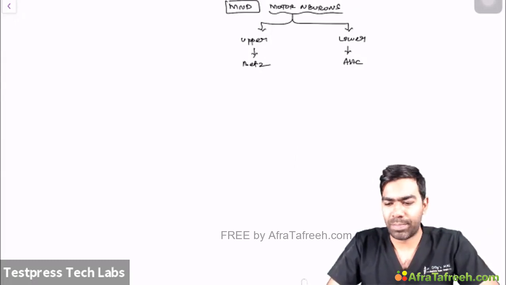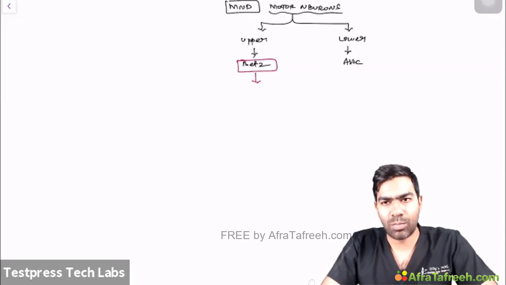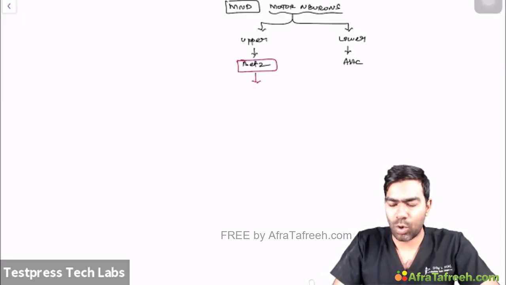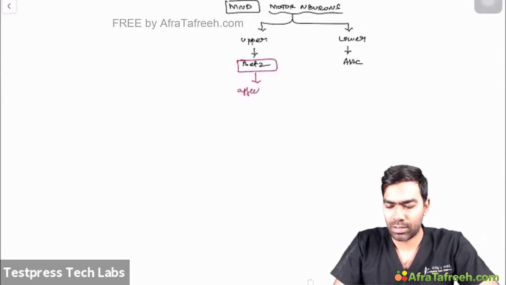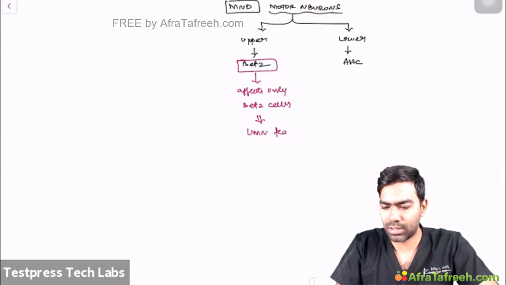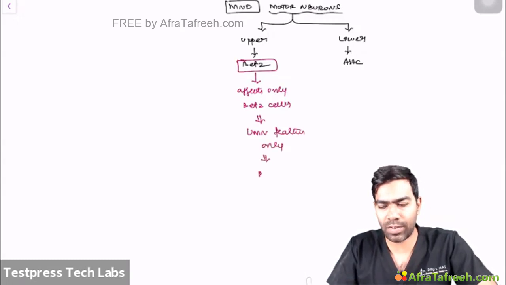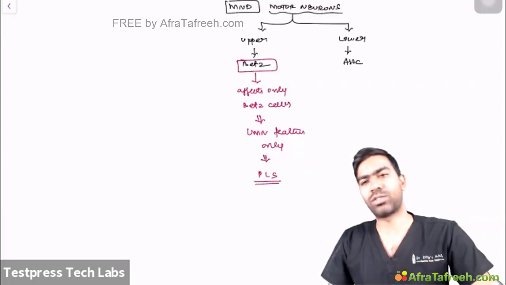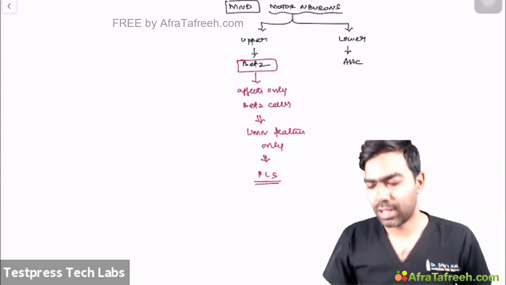When you take the Betz cells, that is the upper motor neurons, there are some motor neuron diseases which affect only the Betz cells. They will have only UMN features only, and that disease we refer to as primary lateral sclerosis. That's called PLS, primary lateral sclerosis.